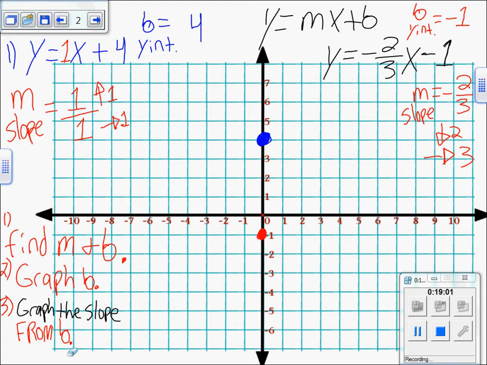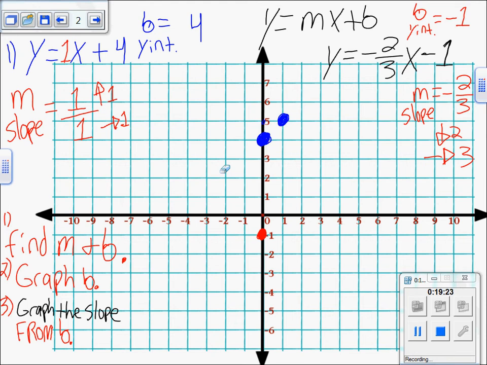But it says from b, from the y-intercept. By the way, it's called b just because. Most of the world calls it b. Some people call it c. But m, everyone calls the slope m, just as a side note. Anyways, back on. So from the y-intercept, we've got to go up 1 over 1. Okay, so we're going to be right here.